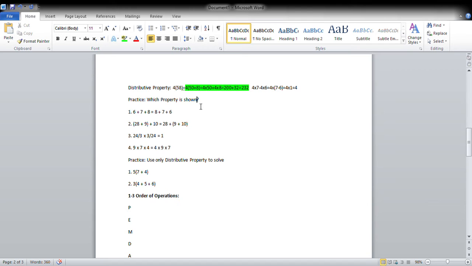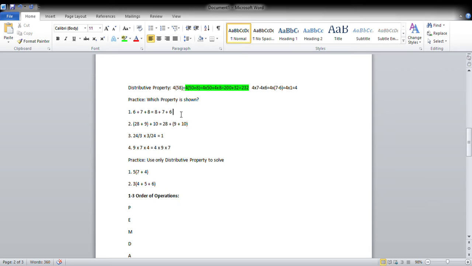So now we're going to do some practice of what we learned. Practice. Which property is shown? So you can pause the video and do up to here. You can do all these practice problems, and once you're done, just unpause the video and I will move on. Okay. Hopefully you paused the video and checked, but I'll go over the answers.